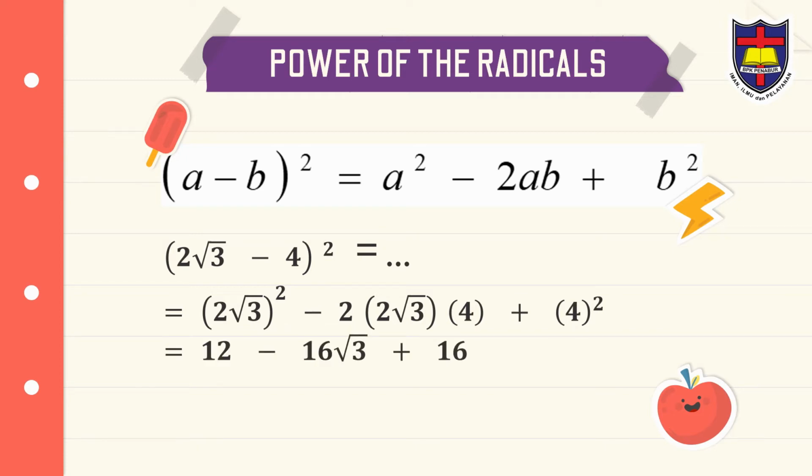So we can calculate it. 2 squared, 4. Square root of 3 squared is 3, so 4 times 3 equals to 12, and then 2 times 2 times 4 equals 16 square roots of 3 plus 4 square equals to 16. So 12 plus 16 equals to 28. 28 minus 16 square roots of 3.